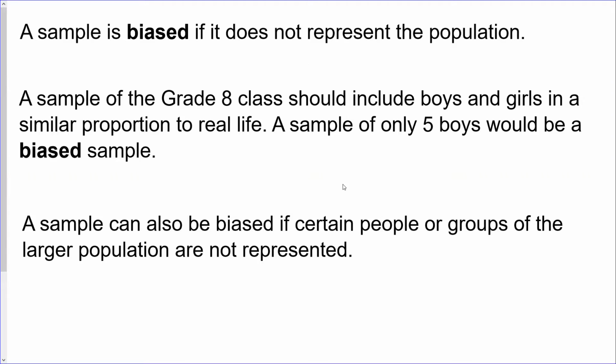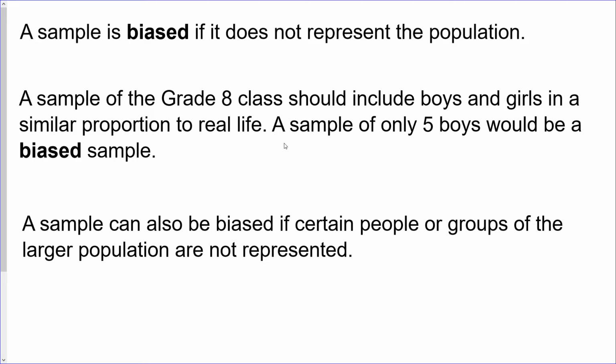Now, a sample can certainly be biased if it does not represent the population. And when we talk about bias here, we're not talking about what's often deemed bias in relation to race or gender or religion or anything like that. We're talking more about something that makes the results not as good as they could be because we've not picked a good sample. All right, so please make sure you see it in the correct way.